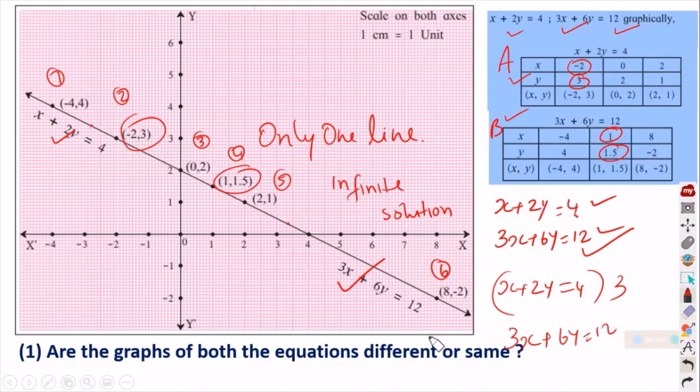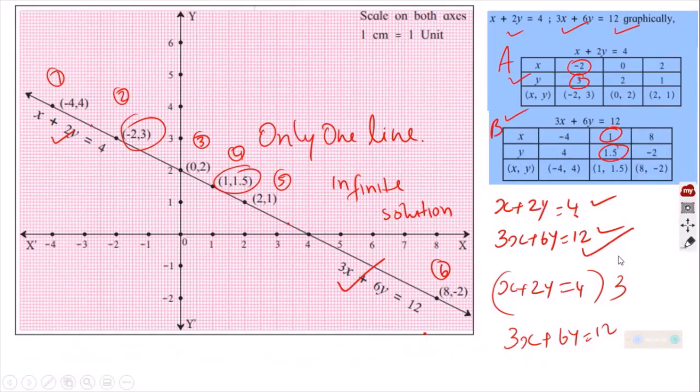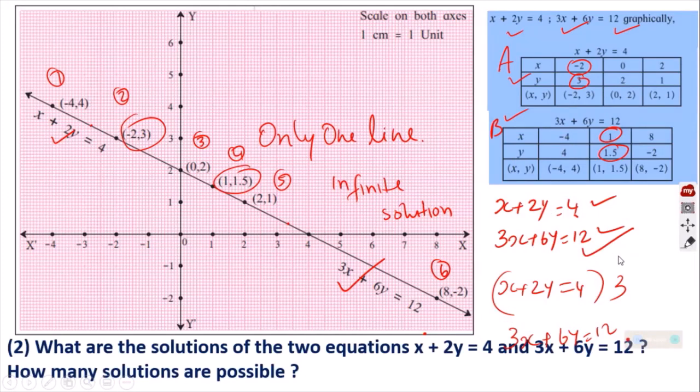Okay. Now there is another question. Second question. What is second question? What are the solutions of the two equations x plus 2y is equal to 4 and 3x plus 6y is equal to 12? What are the solutions of the two equations? Each point over here is a solution because both equations are same. How many solutions are possible? I already wrote infinite solutions are possible. Infinite, innumerable. Let us go ahead.